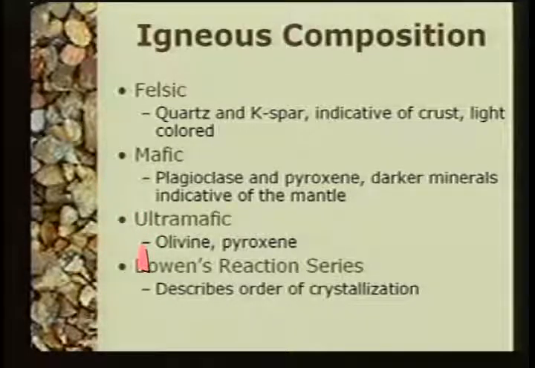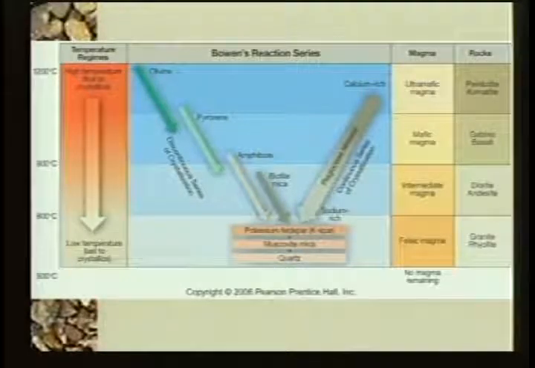Finally, we can have an ultramafic rock. The ultramafic rock would form deep in the mantle. Olivines and pyroxenes. Now, N.L. Bowen described the order of crystallization, and his famous Bowen's reaction series is a must for igneous rocks. You've probably seen this diagram in several different versions.